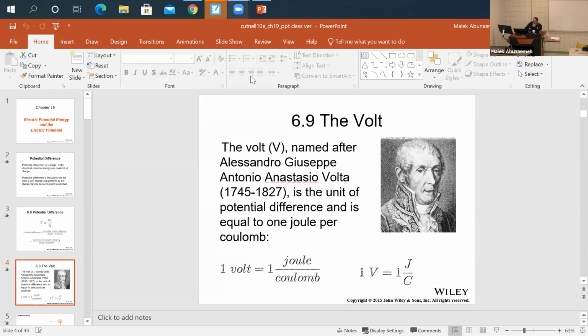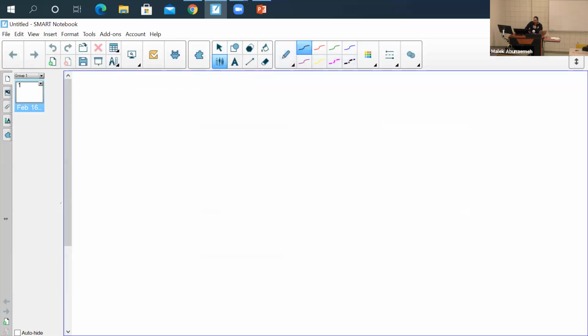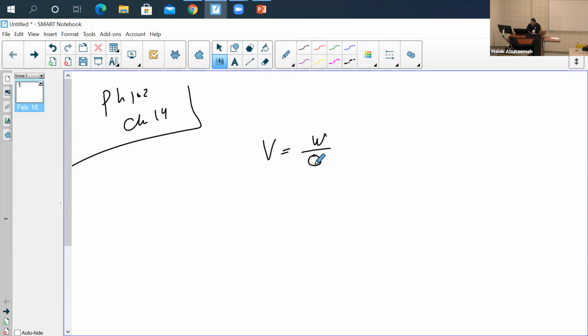So let me actually go over here. This is going to be Physics 102, Chapter 19. We defined the potential difference as your work over your charge. So this is going to be your work done, this is going to be your charge, and this is going to be your potential difference.